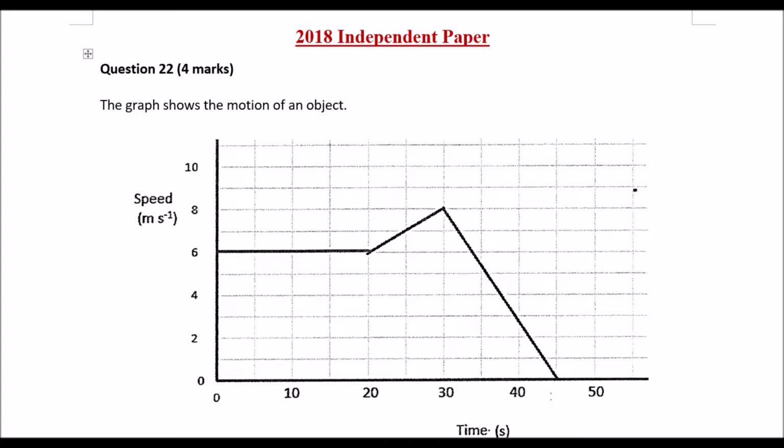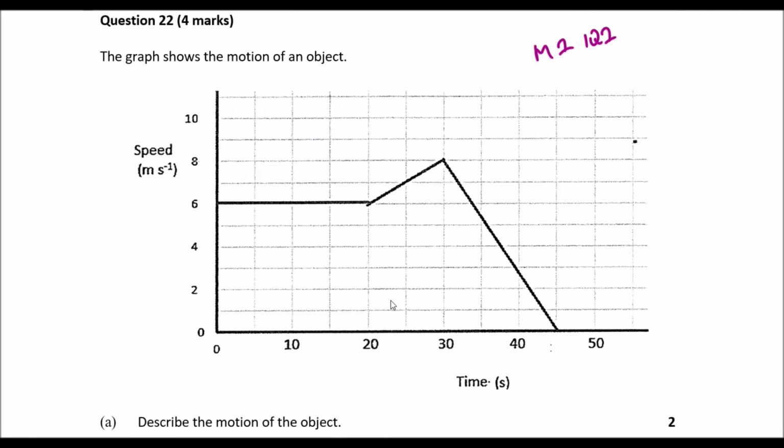Today we're going to be looking at the 2018 Independent Physics paper. It is question 22, and the question is going to be asking us to analyze motion time graphs, as you can see here, speed over time. This is going to look into Module 1 Inquiry Question 1. So let's have a look at what the question's asking us to look at when it comes to this graph.